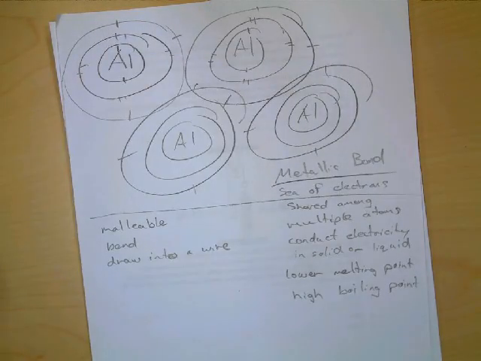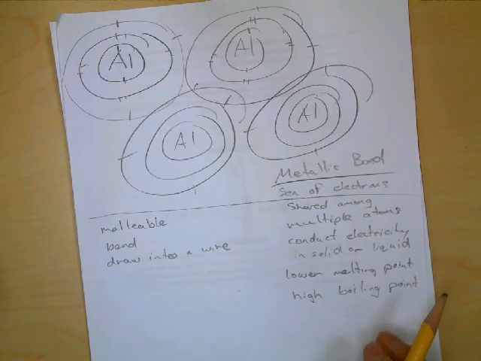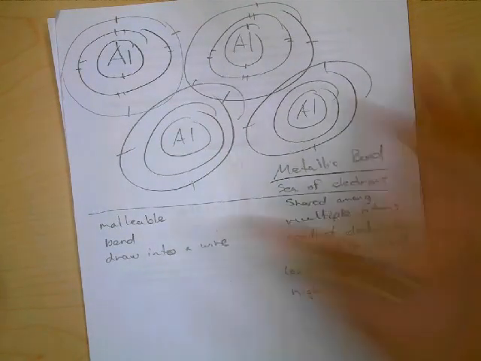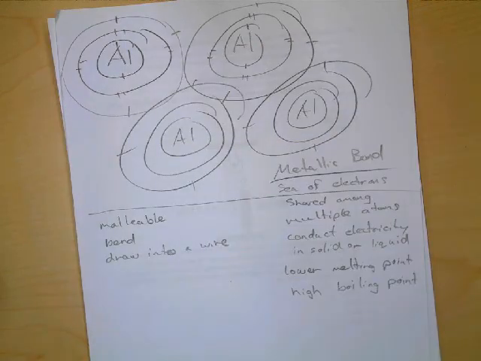Okay? All right, those are the types of bonding and, more importantly, the explanations for why that type of bonding explains the way those chemicals behave at a macroscopic level.